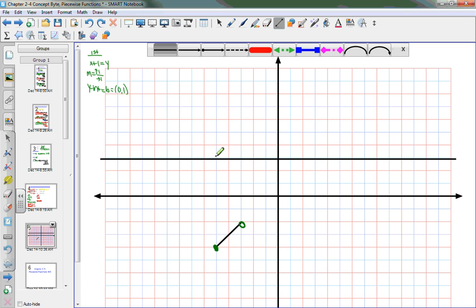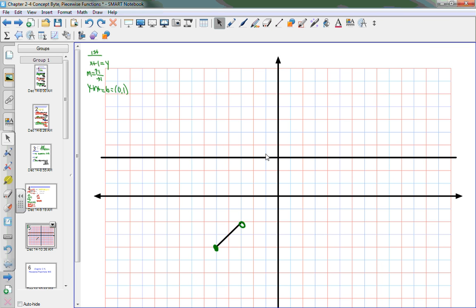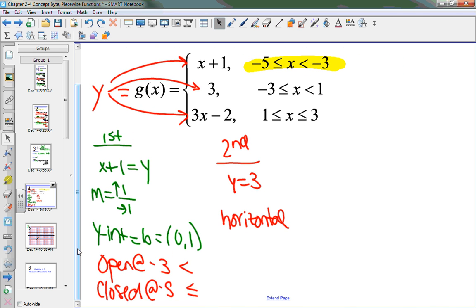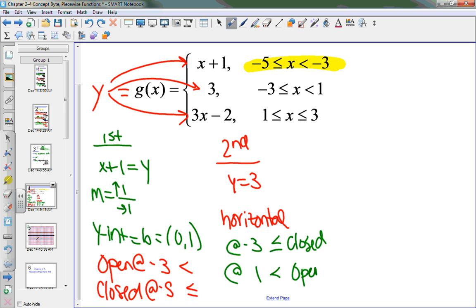So there's my horizontal line at 3, and then what am I going to do? I'm going to put my cutters in. So I'm going to come back here and say, well, what am I cutting from? I'm going to go from -3 to 1. So at -3 and at 1, what's happening? Is it open or closed at -3? It's the less than or equal to symbol, so this is going to be closed. And at 1, it's going to be the less than symbol, so that's going to be open.